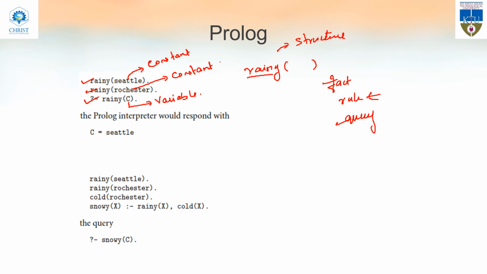So all the atoms to which it can correspond will be returned. That is, all the constants to which C can correspond, which make rainy(C) true. To make this query true, I have already said that rainy(seattle) is true and rainy(rochester) is true.